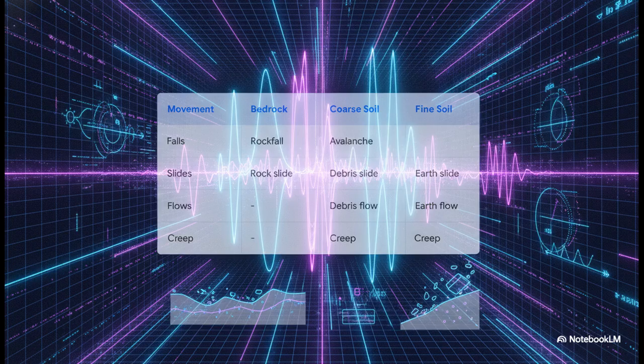Falls are abrupt, free falls of rock. Slides move as a cohesive mass along a surface. Flows move rapidly like a fluid, usually mixed with abundant water, like a devastating debris flow. And creep is this imperceptibly slow, gradual downhill shuffle of soil, usually caused by freeze-thaw cycles.